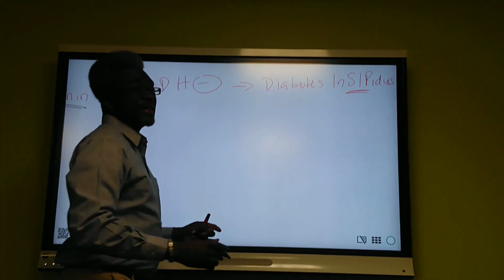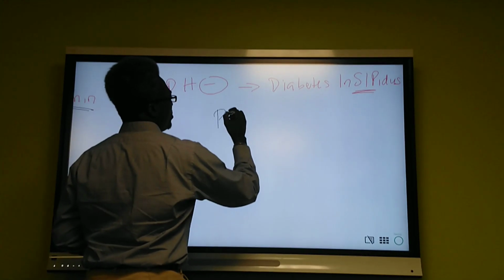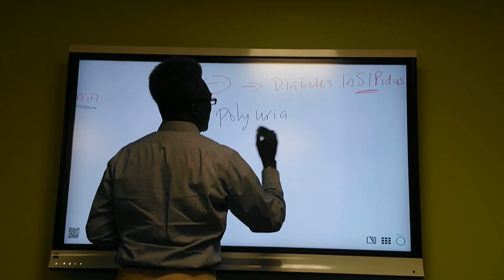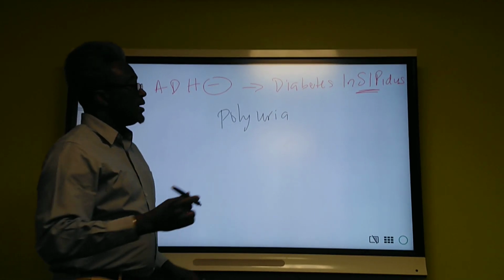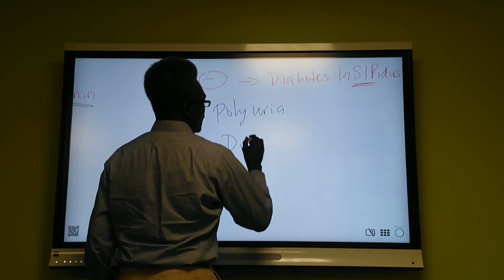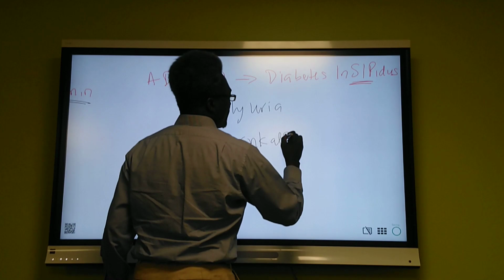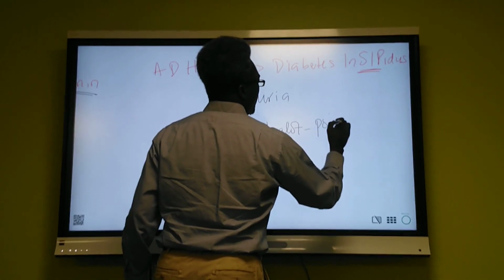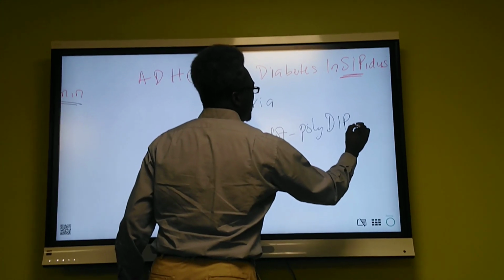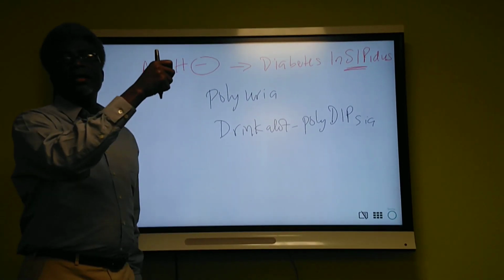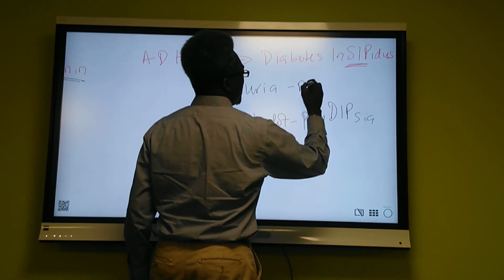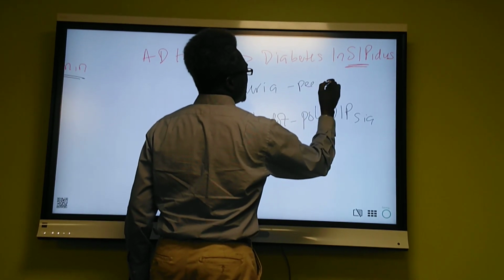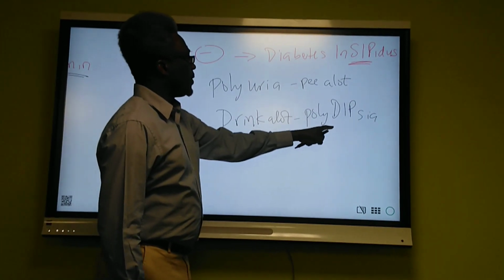This is characterized by the fact that they pee a lot, which is called polyuria. And because they pee a lot, they're losing a lot of water, they're dehydrated. So they have to drink a lot, which is called polydipsia. So they have to take their cup and dip it a lot to drink. Now, polyuria, pee a lot. Diabetes insipidus is characterized by polyuria and polydipsia.